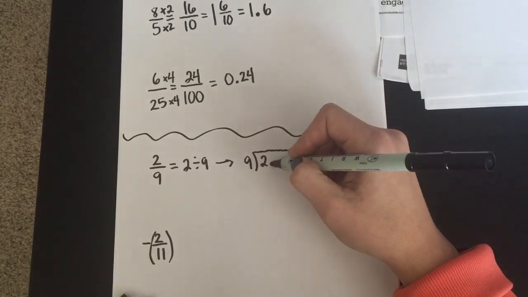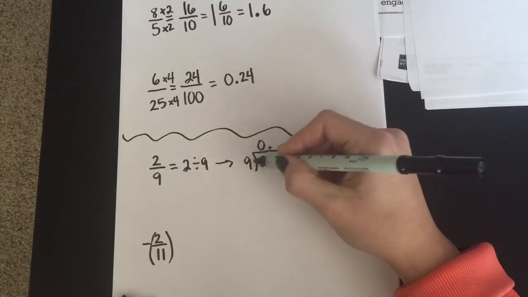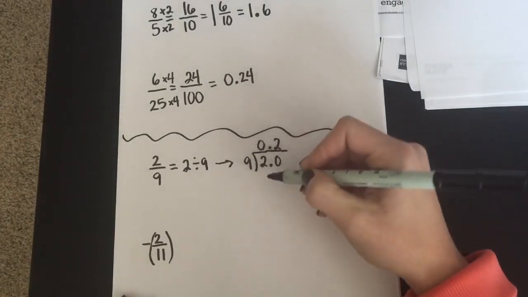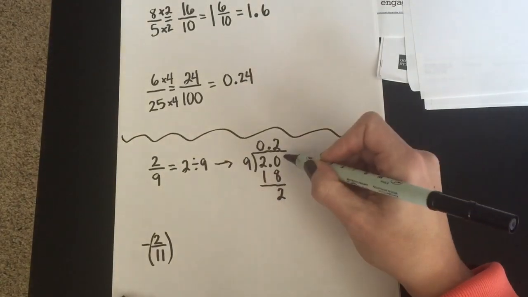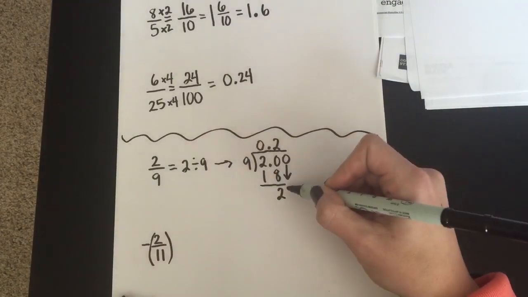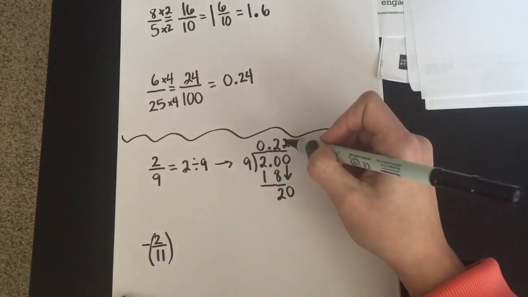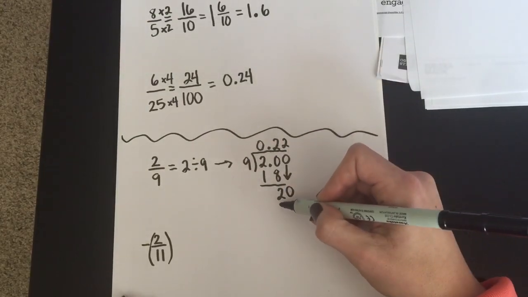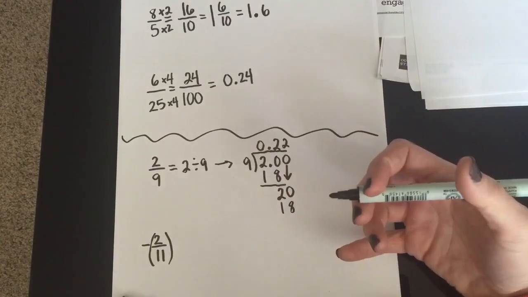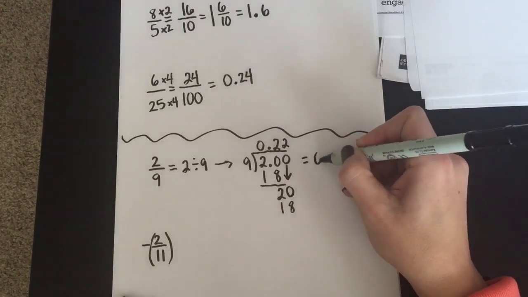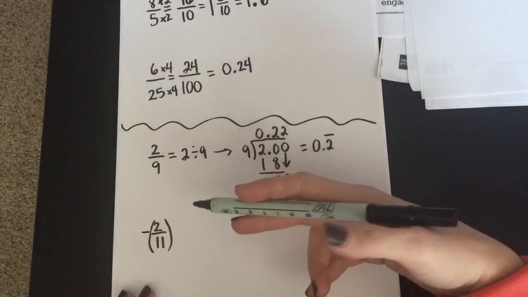And then you would start dividing. Well, you know 9 doesn't go into 2, so you have to add a decimal and a 0 because 9 goes into 20. So 9 doesn't go into 2, but 9 goes into 20 twice. 2 times 9 is 18. 20 minus 18 is 2. Add a 0, bring it down. 9 goes into 20 again, 2 times. So it looks like there's a pattern here. 9 times 2 is, again, 18. So we're just going to keep getting 2 as our remainder. So that means we have a repeating decimal of 0.2 repeating.